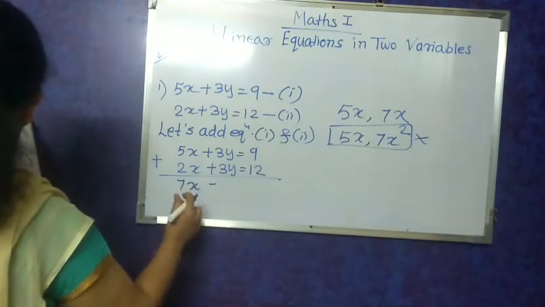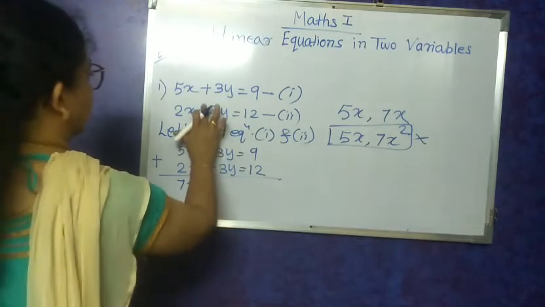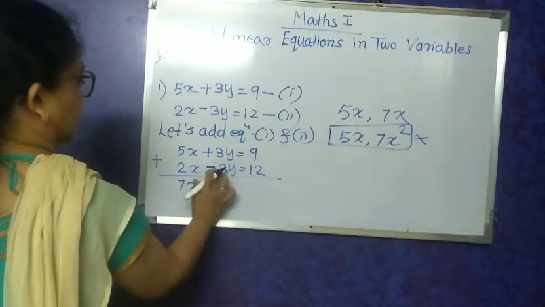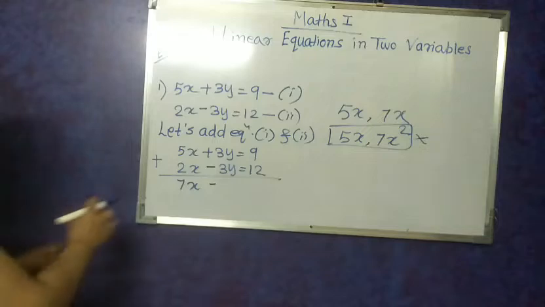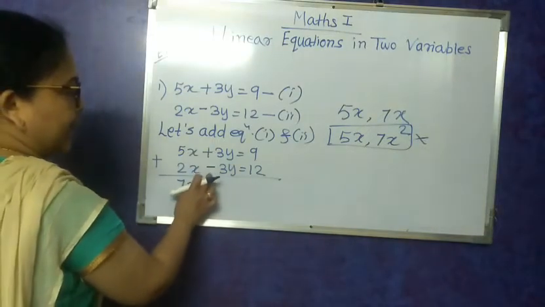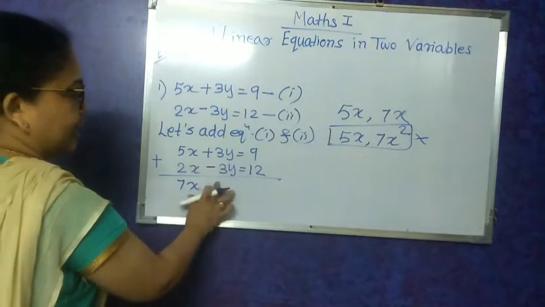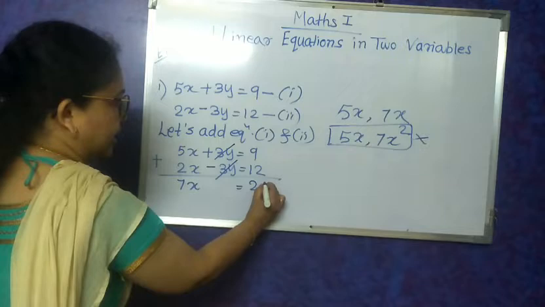Now if you add 5x plus 2x, we will get 7x. Sorry, here there is a change, see the question properly. This is the minus sign. Okay? Now both the terms are equal terms with different signs. So plus 3y minus 3y. Different signs are there, so we have to subtract. So 3 minus 3 will get cancelled. And 12 plus 9 is 21.